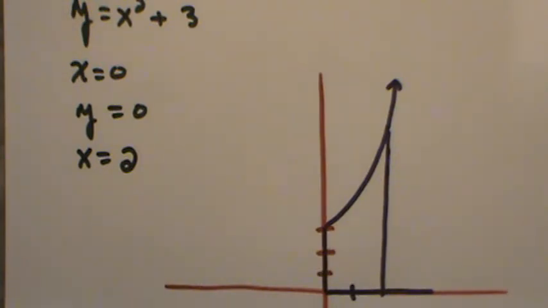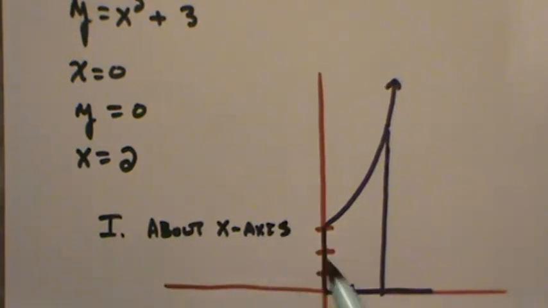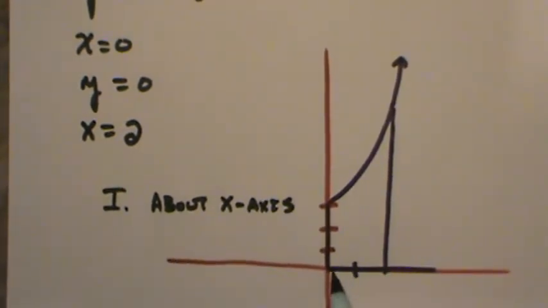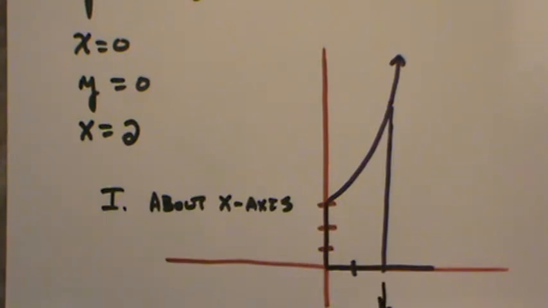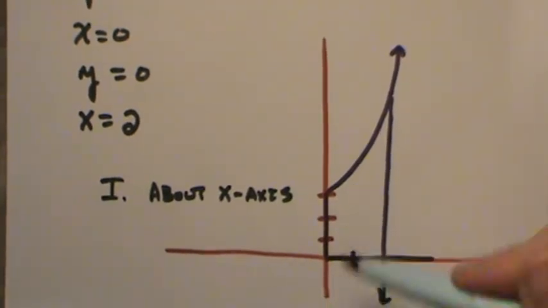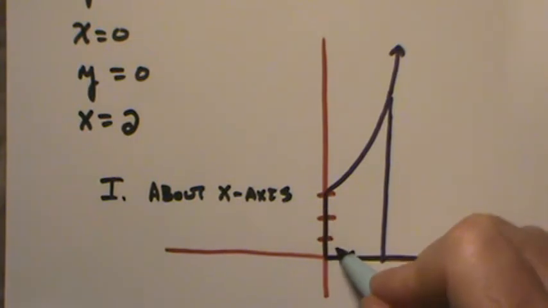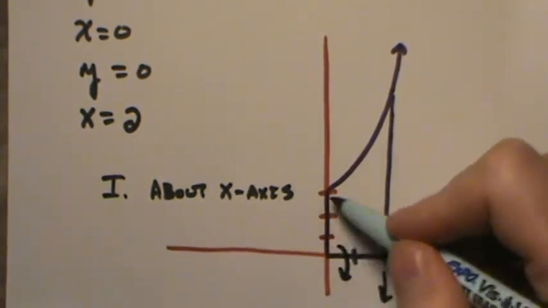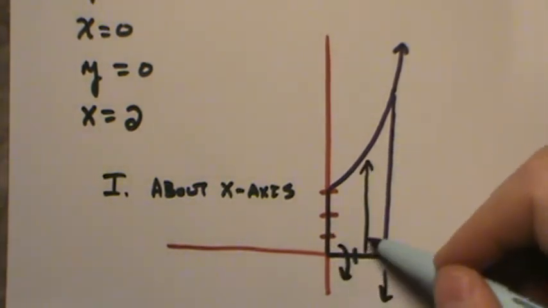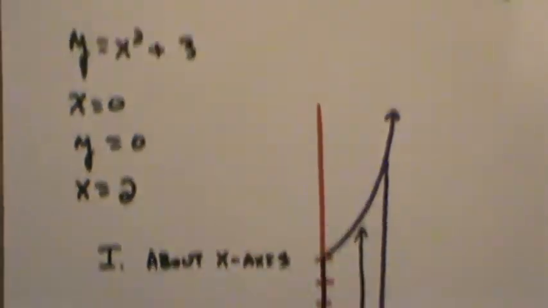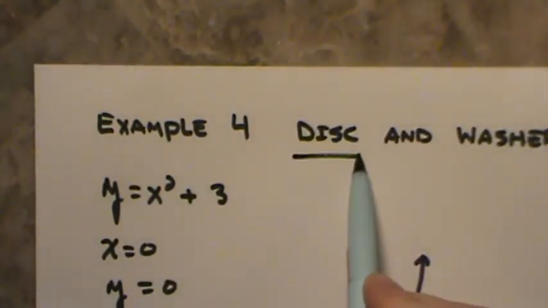So we'll do part 1, about the x-axis. Well, I have boundaries here. I know I'm going to start at 0 and end at x equal 2. If I'm revolving this about the x-axis, I don't have any void in that. This is all solid, meaning that when I run my radius here, I am only touching a shaded region. I don't have any voids in that, which means that I would be working with a disk method.